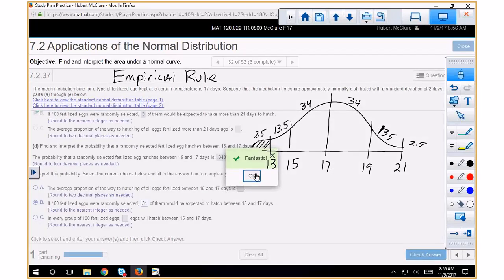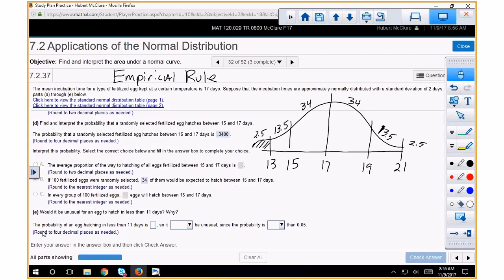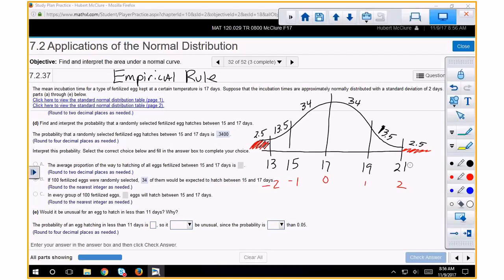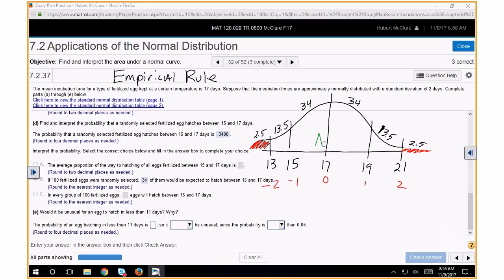Okay, can everybody say redundant? All right, would it be unusual? First of all, what is unusual? Anything outside of what? 2 standard deviations. Put standard deviations down here. So anything in here is unusual, and anything out here is unusual, and this in the middle is called what? Normal. Goes to that line and this line.